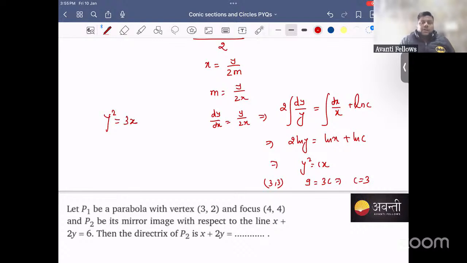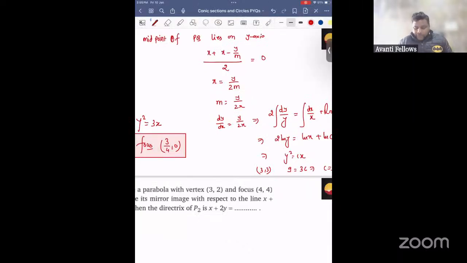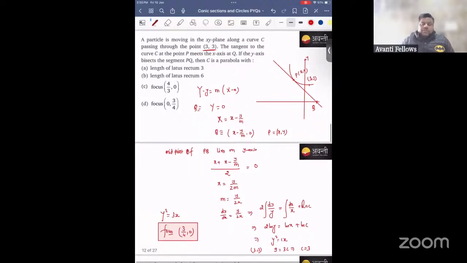Understood? Now when the parabola is y square equals 3x, its focus will be what? Focus will be (a, 0). So it will be (3 by 4, 0). Focus will be (3 by 4, 0). Everybody understood? Have a look. This is a tough question still, I will say. It featured in JEE Mains 2013 to 2023.